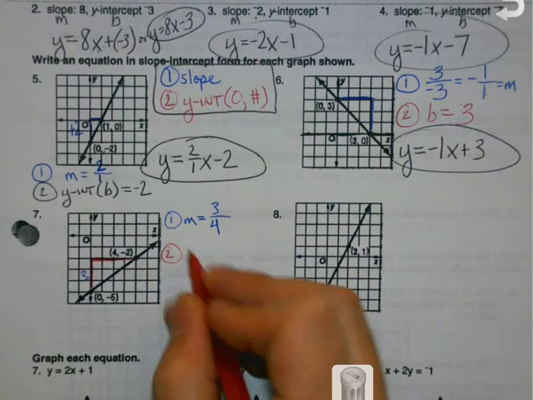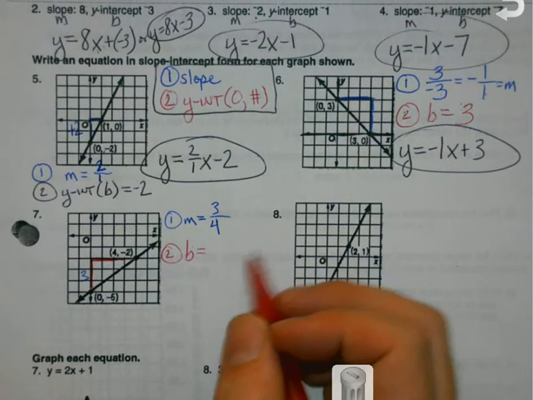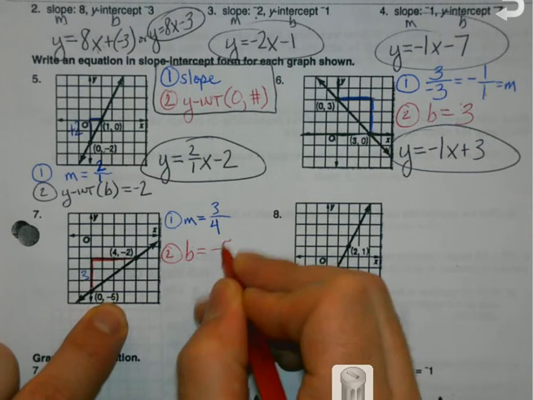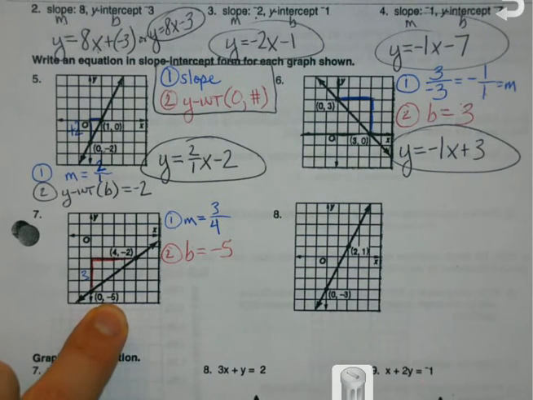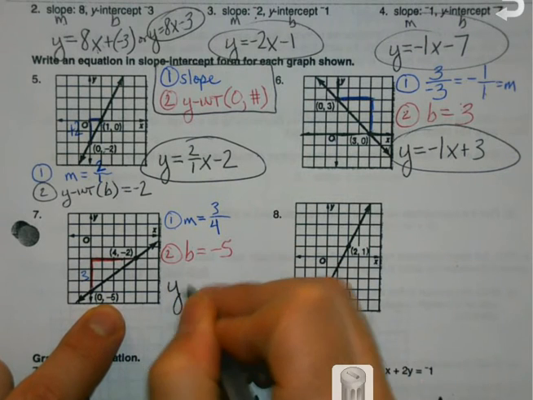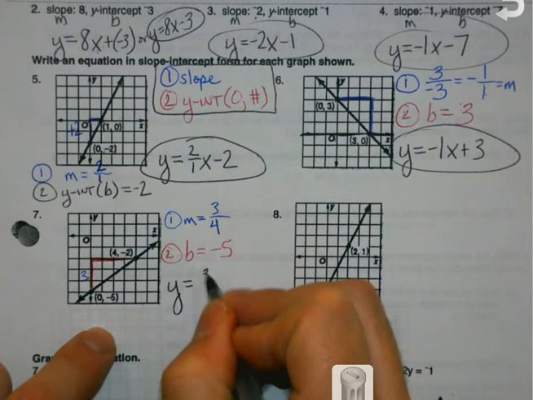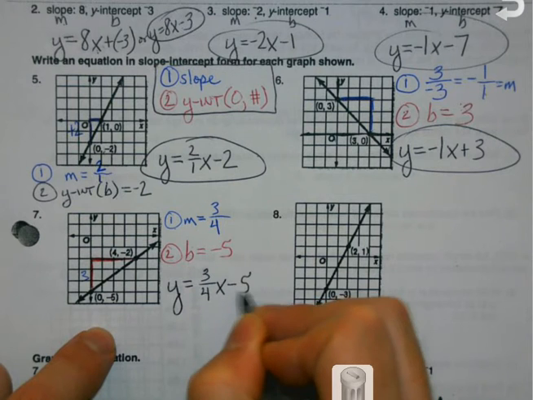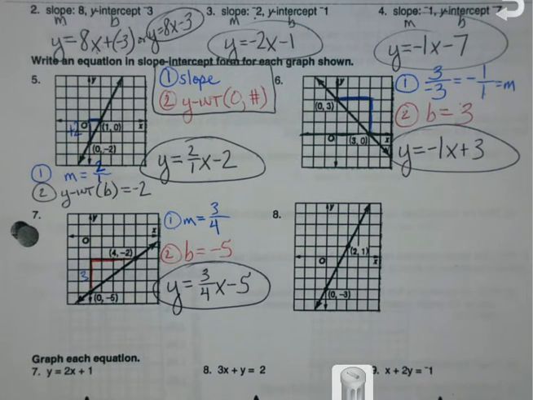And then again, what's my y-intercept? Which one has 0 and then a number? -5. Just look for the one that has 0 and a negative number. And then I'm ready to go. y equals mx, and then my b. And I'm ready to go.